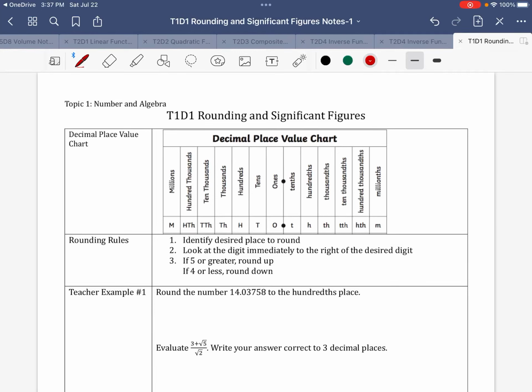Topic 1, Day 1, Rounding and Significant Figures. Hopefully this first part is a reminder of our decimal place value chart.